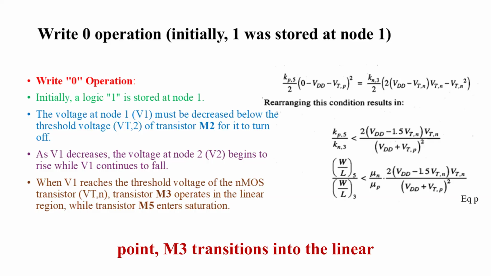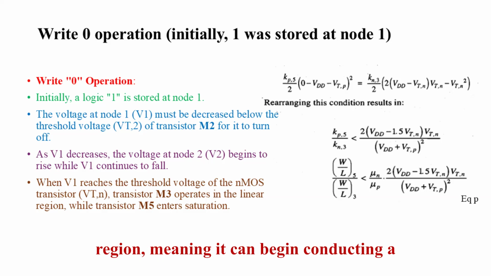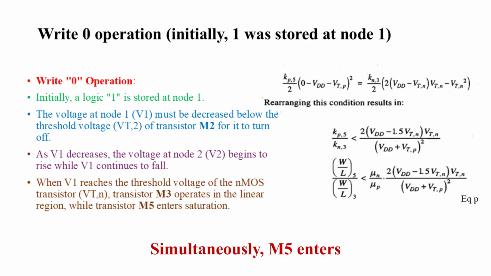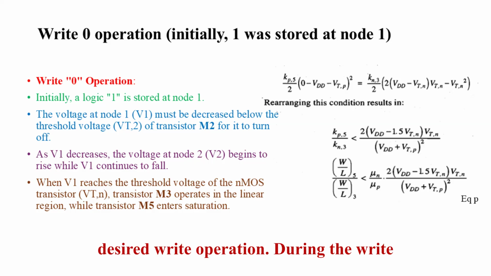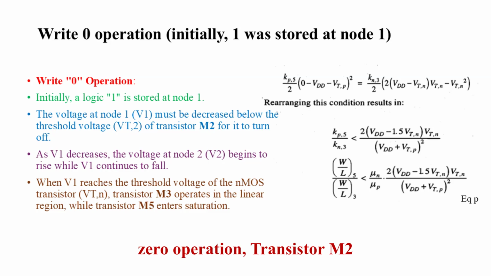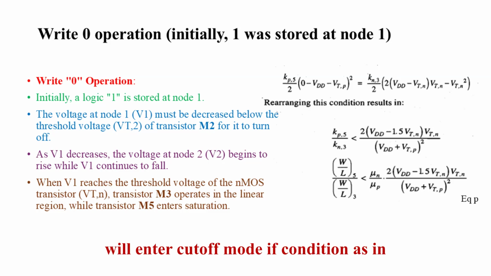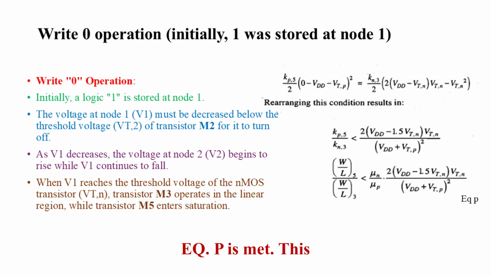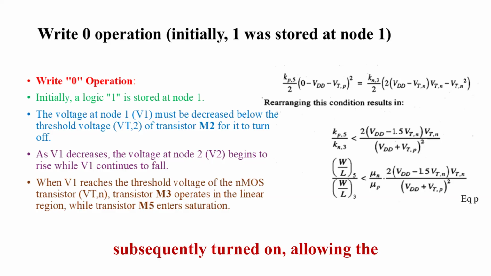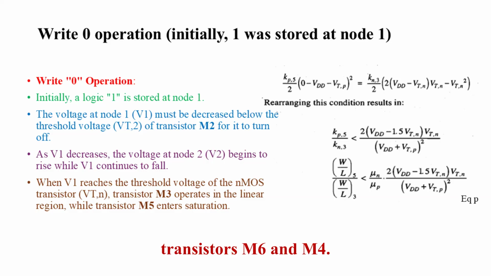At this point, M3 transitions into the linear region, meaning it can begin conducting a controlled amount of current. Simultaneously, M5 enters saturation, which indicates that it is fully on and effectively enabling the desired write operation. During the write 0 operation, transistor M2 will enter cutoff mode if the condition in EQ P is met. This ensures that transistor M1 is subsequently turned on, allowing the stored information to be changed. Additionally, a symmetrical condition also governs the aspect ratios of transistors M6 and M4.